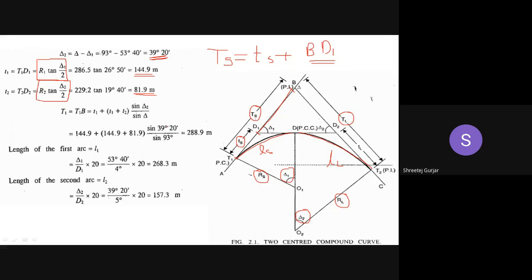BD1 is calculated using this particular formula. You can see I have marked it here. BD is calculated using this formula: T1 plus T2 sine delta 2 by sine delta. So you can substitute. TS is known, BD also we can calculate using this. So TL calculation is not required. If you have time you can calculate it, but this particular calculation is not required. Without the calculation of TL also, we can solve this numerical.